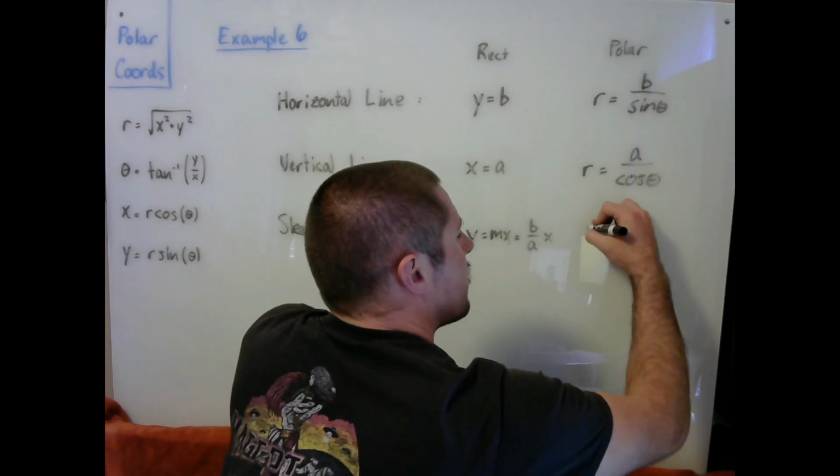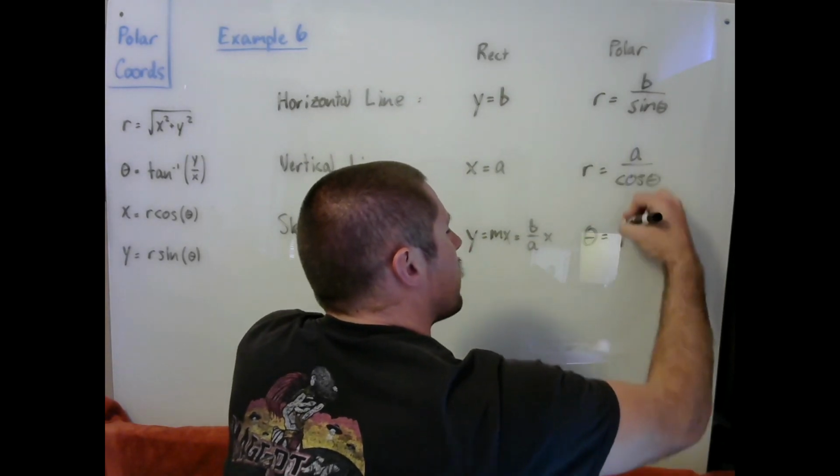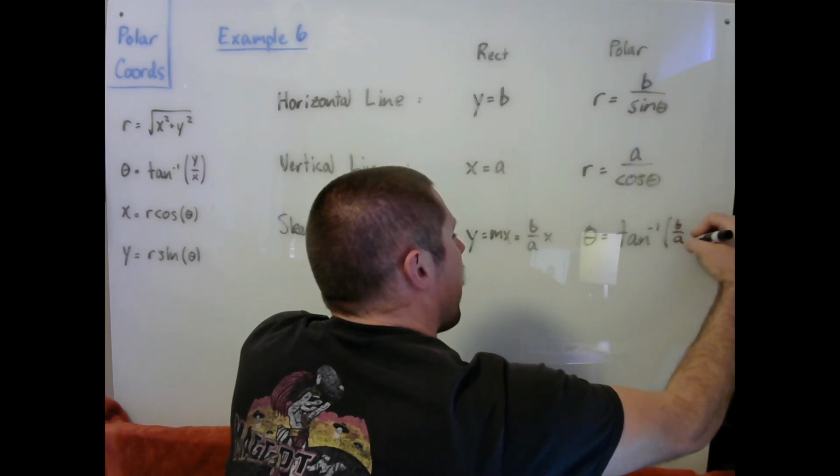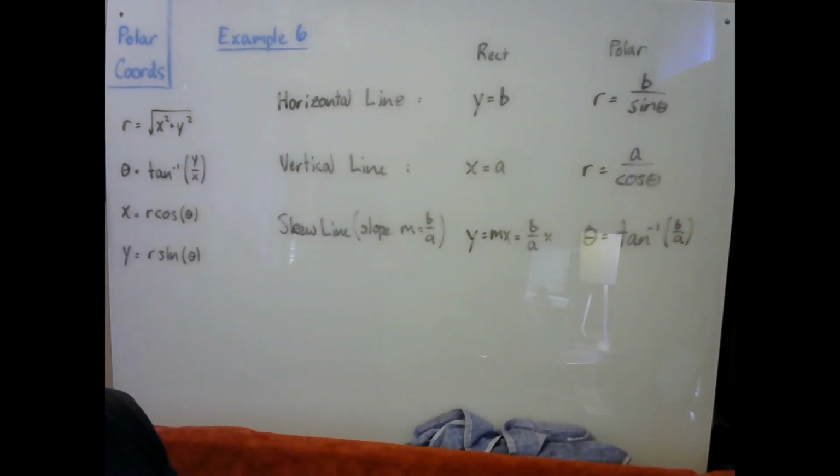So I think I can list this equation over here as just theta equals a constant. What constant? The tangent inverse of b over a. It's the y parts divided by the x parts right there.